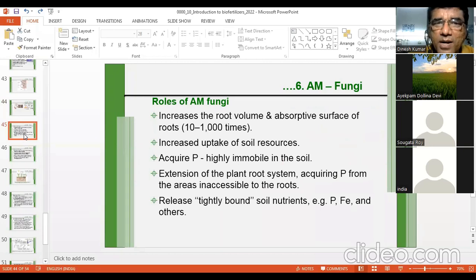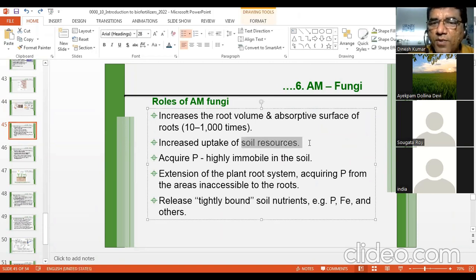Now, why are AM fungi important? They increase the root volume and absorptive surface of roots, 10 to 1,000 times more, because they are very fine and their total surface area is more. They increase uptake of soil resources, nutrients and water. They acquire phosphorus, which is highly immobile in soil. So therefore, phosphorus uptake is increased.